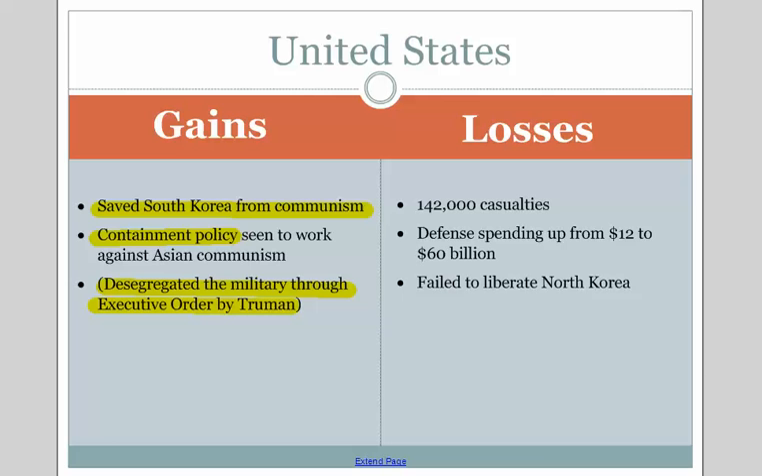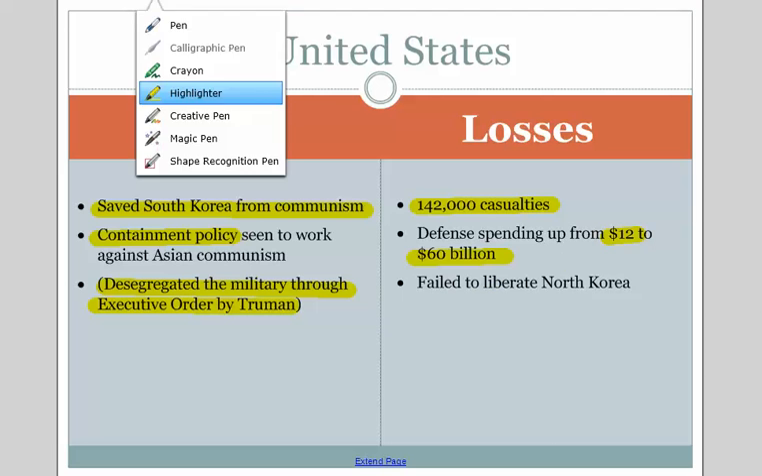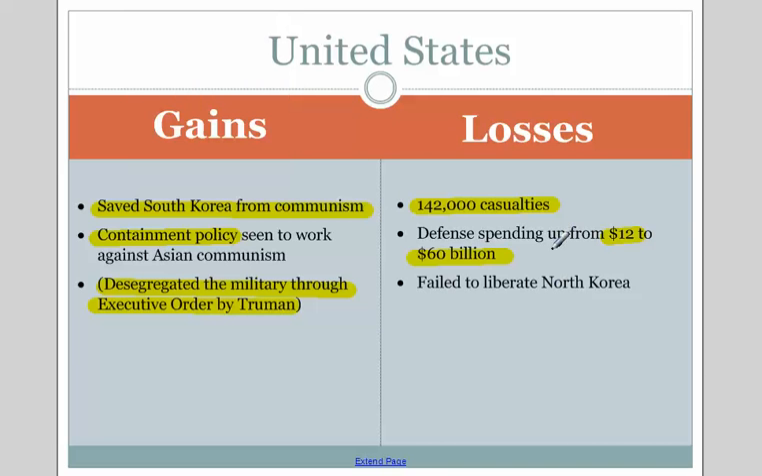Now, on the loss side or the con side for the United States, 142,000 casualties, sorry about that, $60 billion in defense spending, up from $12 billion. We multiplied our spending on defense by 5.